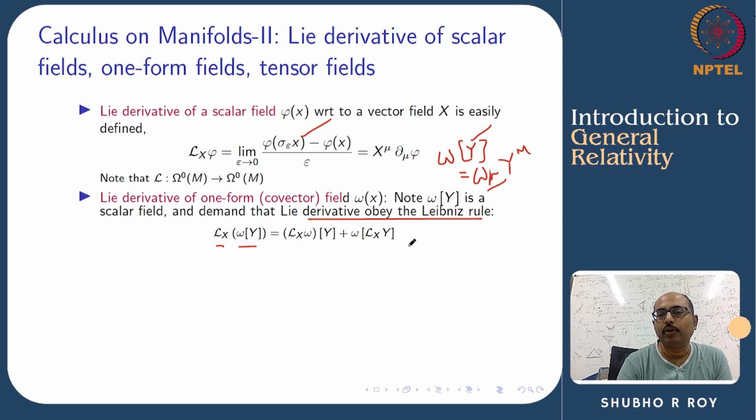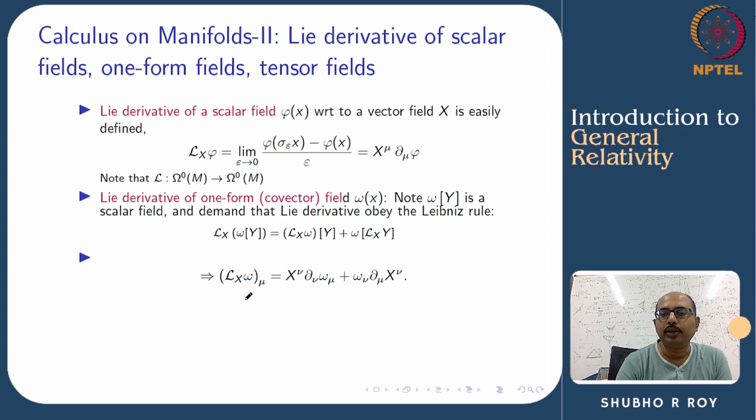So this is like your Leibniz rule for differentiation, in which you have a product of two things, and the first term is when the derivative acts on the first quantity and leaves the second one, and the second term is when the derivative skips the first term and hits the second guy. Okay, so Leibniz rule. If you use this and simplify both sides, you can easily obtain that the Lie derivative of a one form field is given by this expression. Again, the Lie derivative of a one form is another one form.